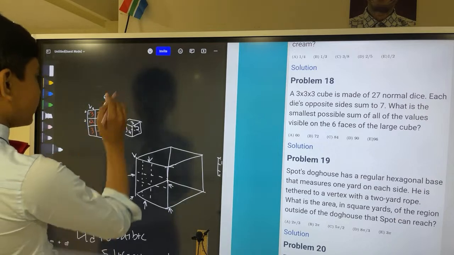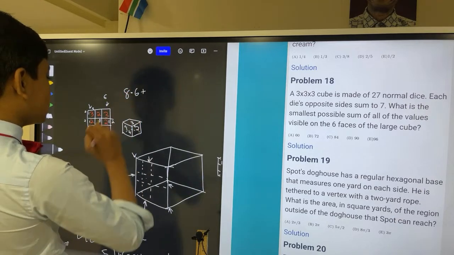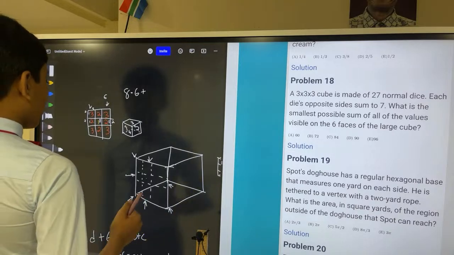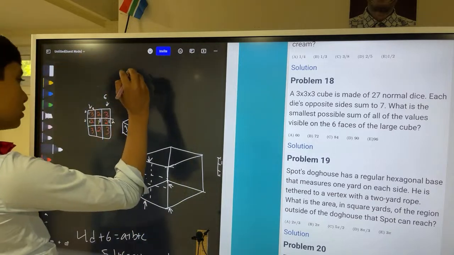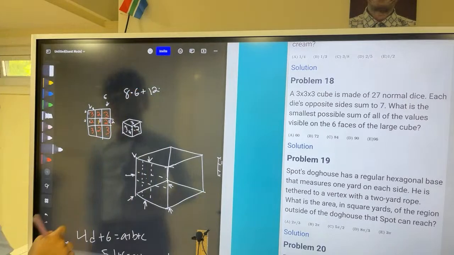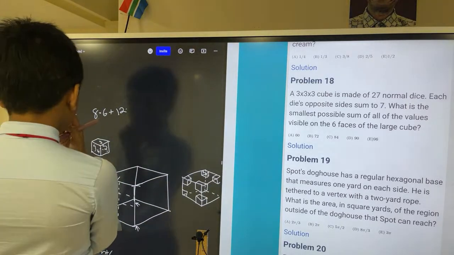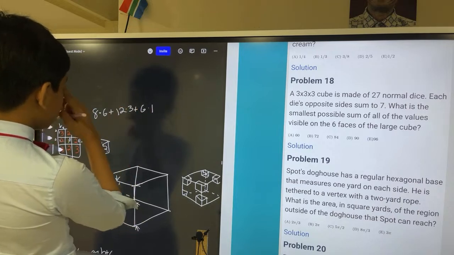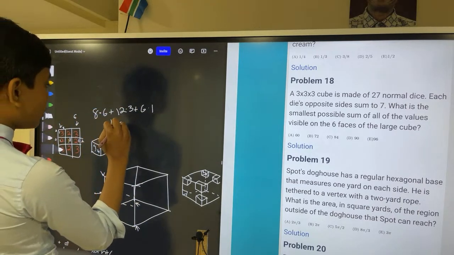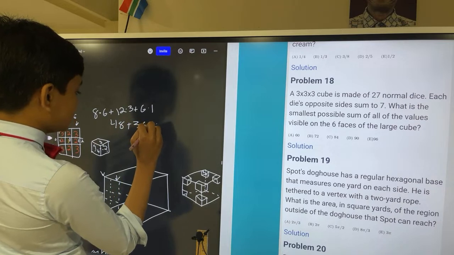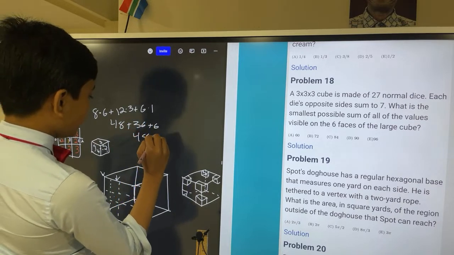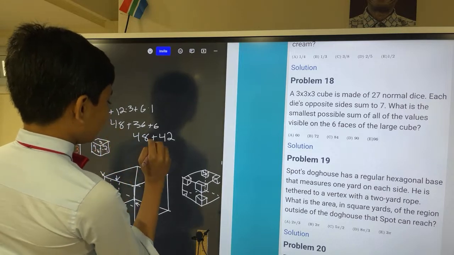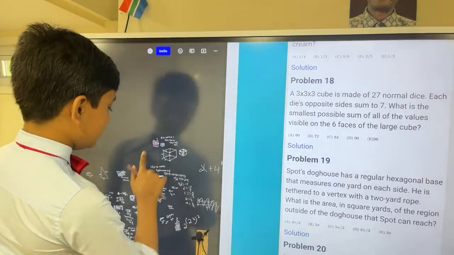So that means if there are 8 corners, each of those is going to add a value of 6. If there are 12 edges, then they're going to add a value of 3, and you have 6 ones. So you have 48 plus 36 plus 6. Or 48 plus 42, which is a grand total of 90. D.